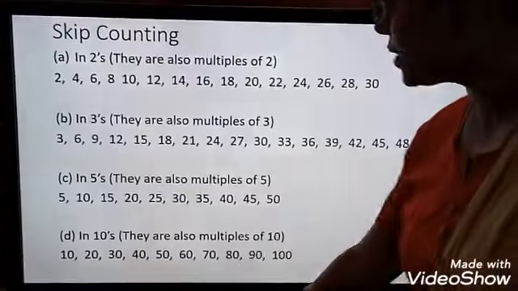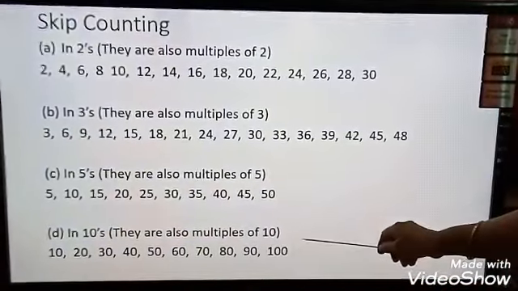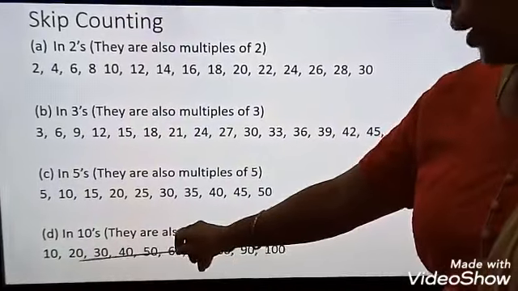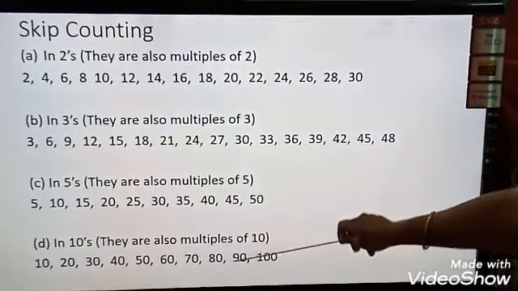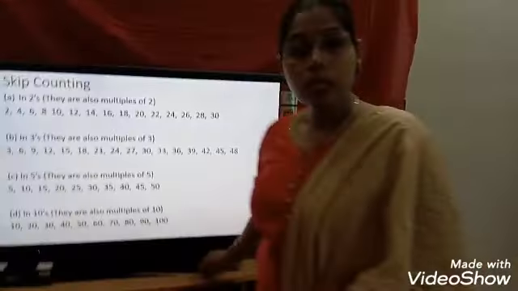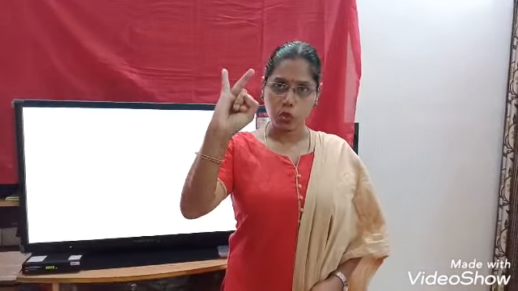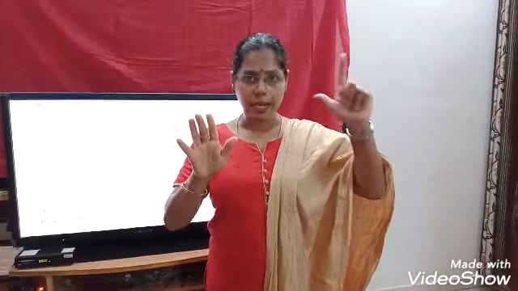Next comes in tens. These are the multiples of 10. So 10, 20, 30, 40, 50, 60, 70, 80, 90 and 100. So how do you get this? 1, 2, 3, 4, 5, 6, 7, 8, 9 and 10. Again you start from 11. 11, 12, 13, 14, 15, 16, 17, 18, 19, 20. So did you follow how to do skip counting in 10?